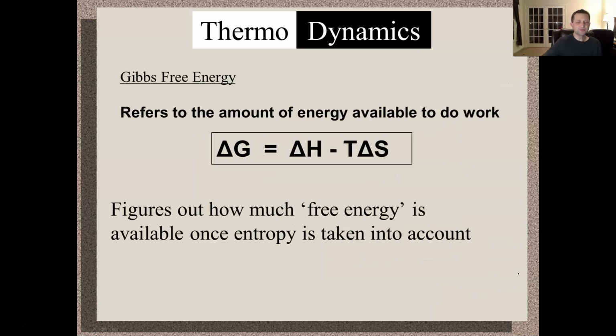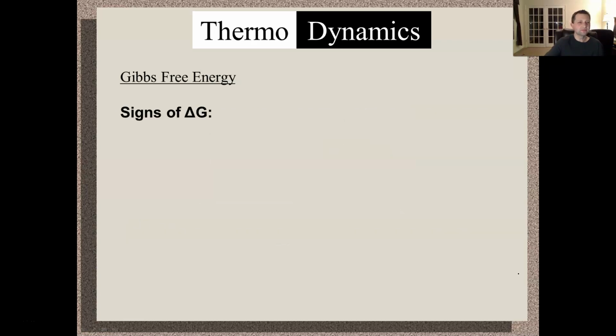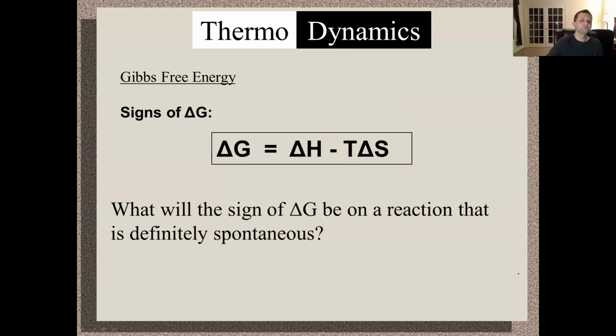So here's where Gibbs free energy comes in. It's our new term for today. This refers to the amount of energy available to do work. All right? So it's kind of hard to understand this, but you want to think of it as how much free energy is available once you take in enthalpy and entropy and see how they work together. All right, so here's our equation. It's delta G equals delta H minus T delta S. That's extremely important. You're going to use it for the rest of the unit. It's really easy to understand in my opinion. So take a second to write it down.